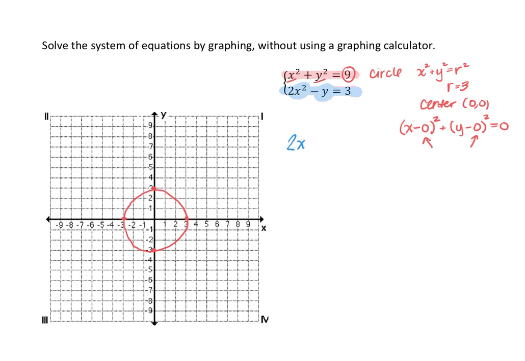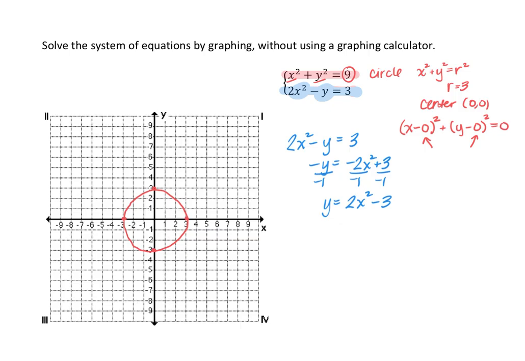We know that parabolas are easier to graph if we have y isolated. So I'll go ahead and subtract the 2x squared and then divide by that -1. So I can get y by itself and take a look at the parabola. Y equals positive 2x squared minus 3.